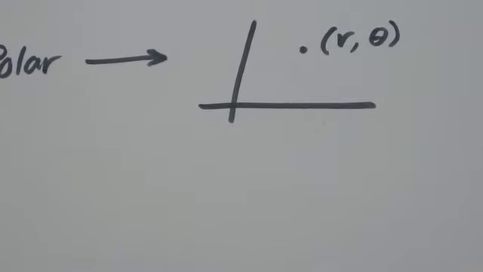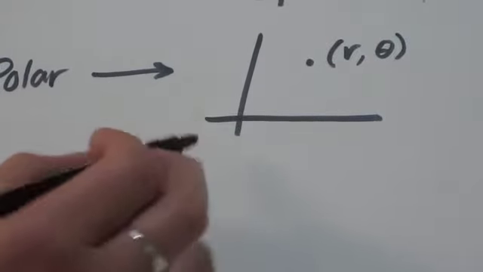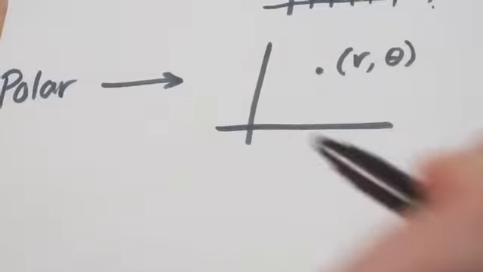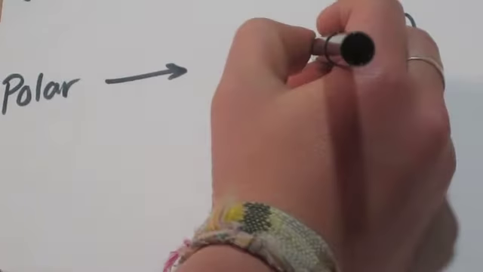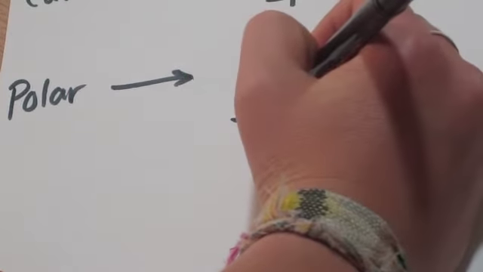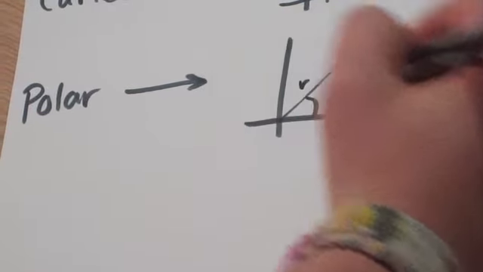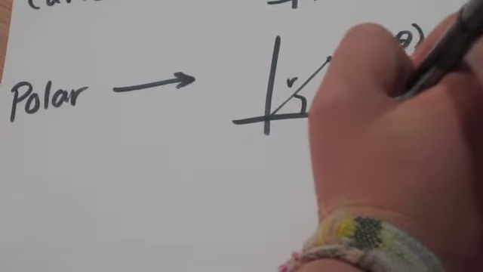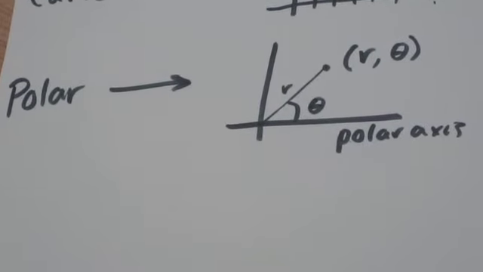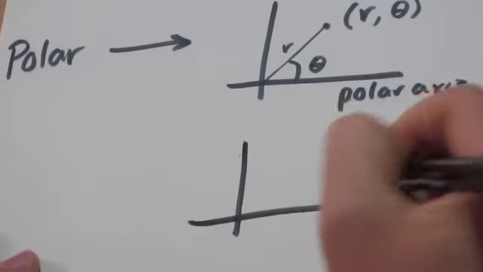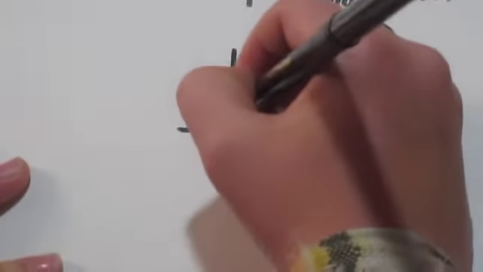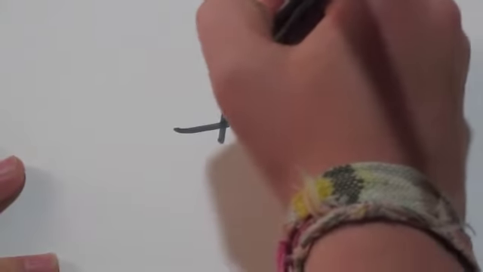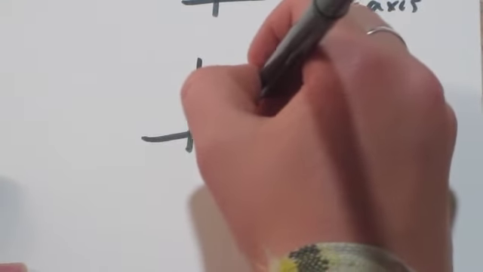R stands for radius, and it's equal to the distance from the pole, which is this point here, to the point. And theta is the angle made between r and the polar axis. So this point here would be roughly (2, pi over 4), because the radius is 2 and the angle is pi over 4.